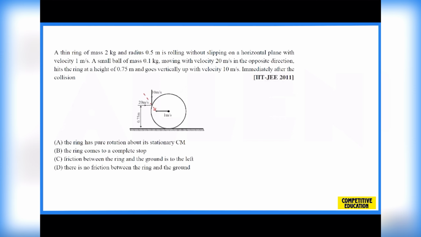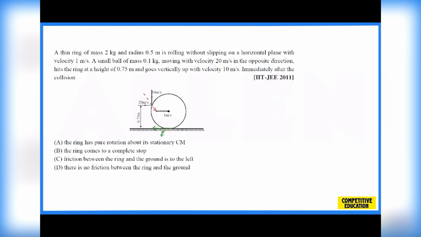Now, the first option says the ring has pure rotation about its stationary center of mass. See, about the center of mass, this ring will have a rotatory motion. Why? One component of this impulse will be in this direction and the friction will be acting towards left, because this ring will have a tendency of slipping towards right due to this impulse. So the friction will be acting towards left like this. I can show you here.